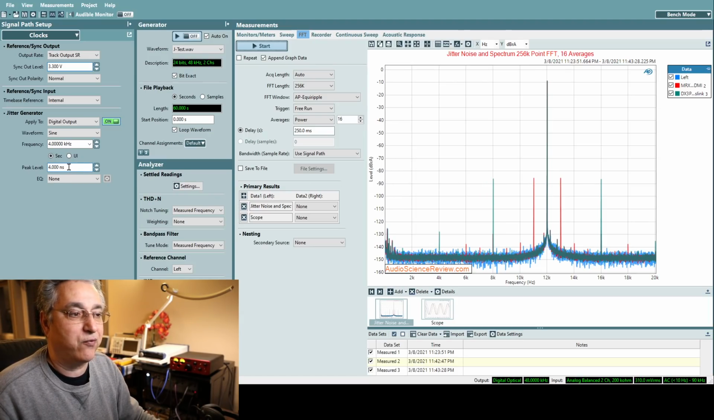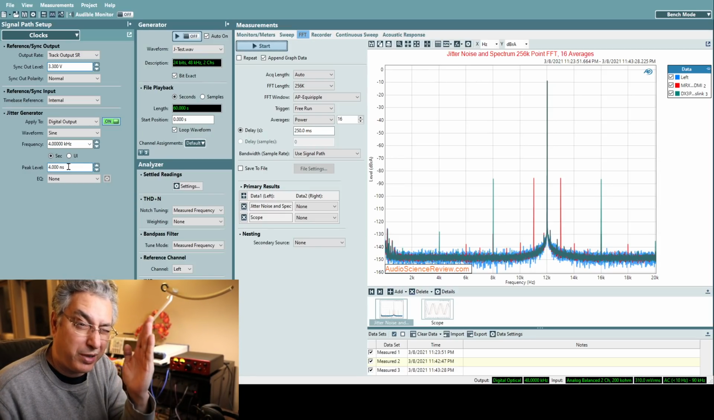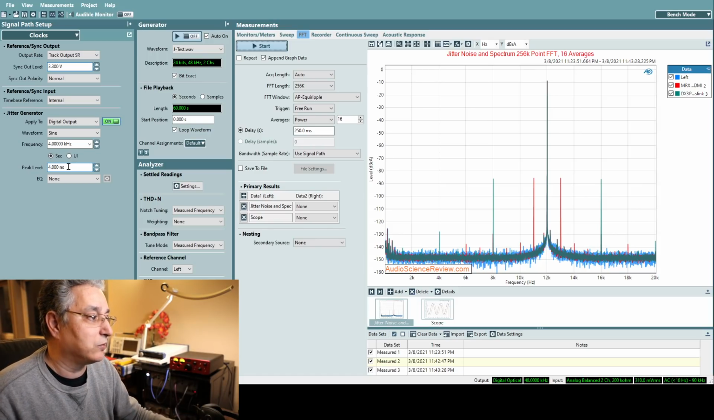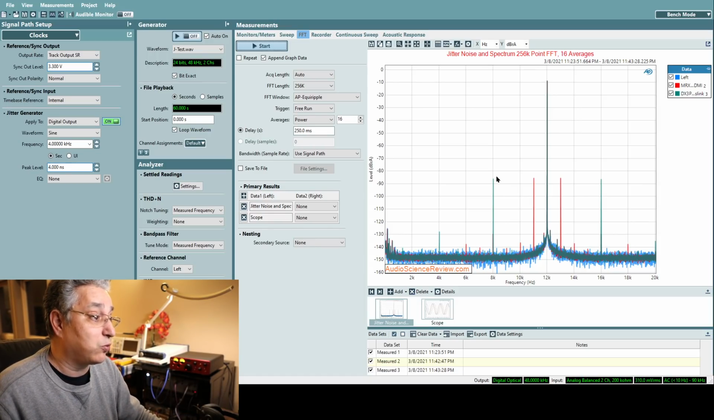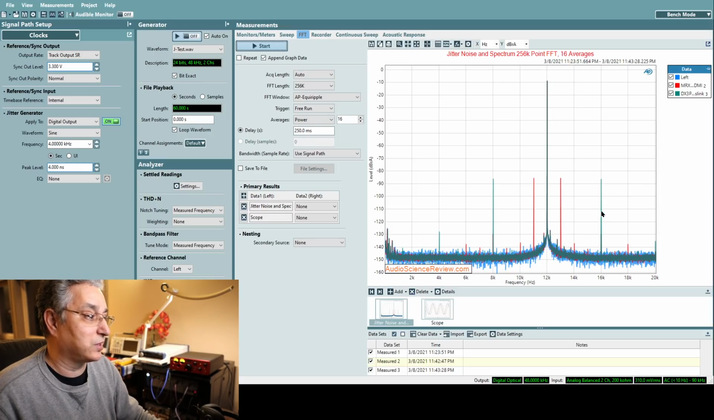Even though we only added 4 billionths of a second worth of timing difference, really, really tiny, the distortion spikes are quite high. I mean, many DACs have harmonic distortions way below this. And here we're generating distortion products that are really tall. Worse yet, we're generating distortion products before our signal, in addition to after.